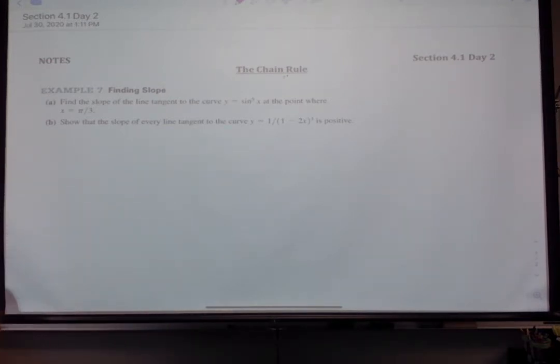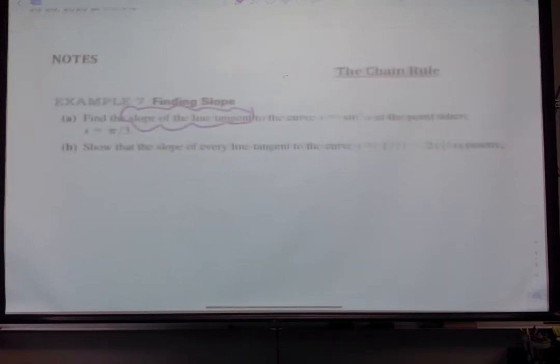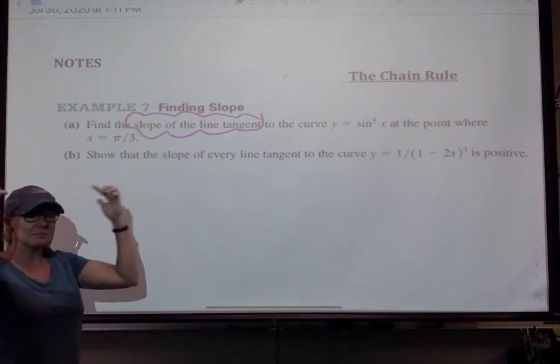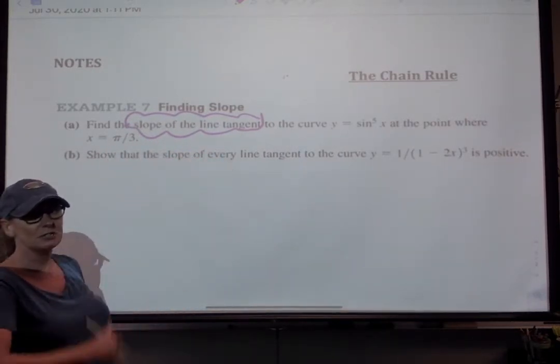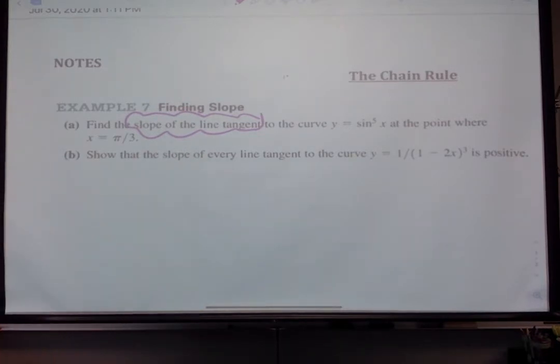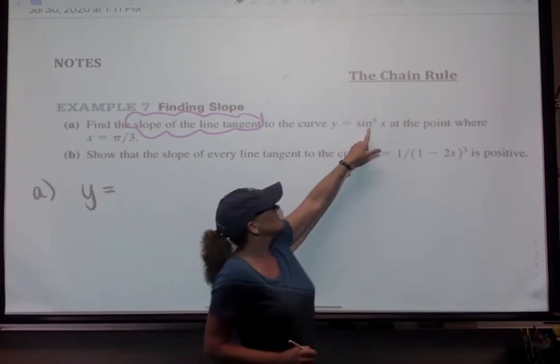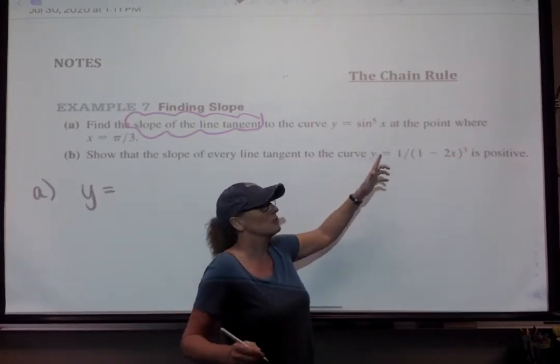So here we go. It says, find the slope of the line tangent. Oh, look at that. Ding, ding, ding. Something should be going off in your head. Slope of the tangent line, you need to do a derivative. Now, here's your function. It's sine of x to the 5th power.